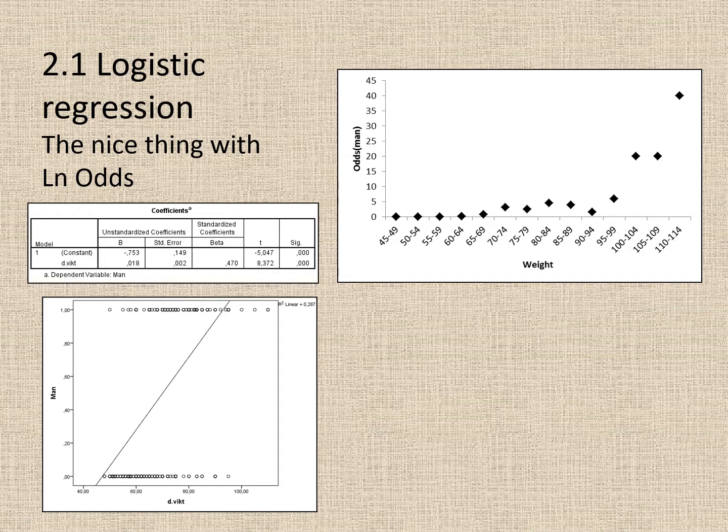That's what it says. If we try to fit a regression line to these data, will it fit nicely? No. So what will we have here instead of odds of being a man? The natural log of the odds of being a man. Let's have a look.